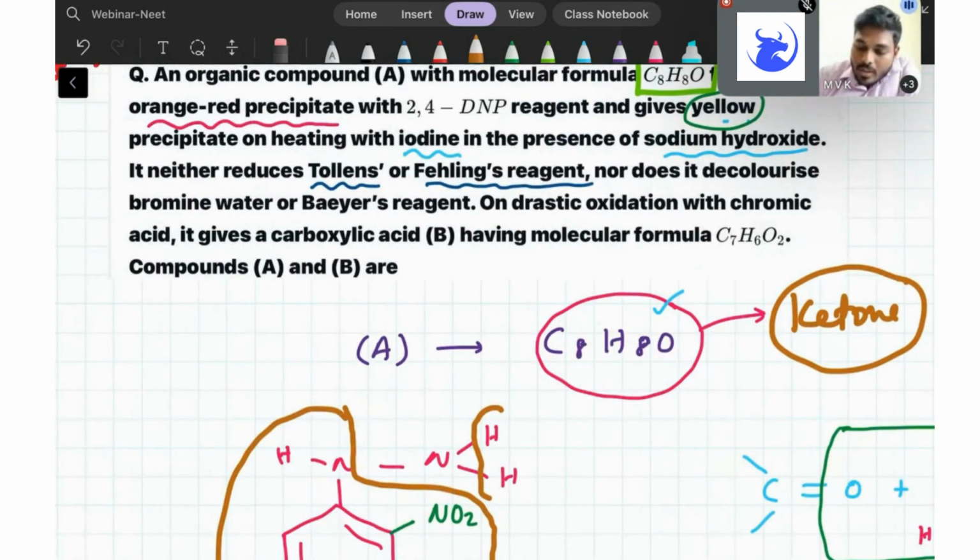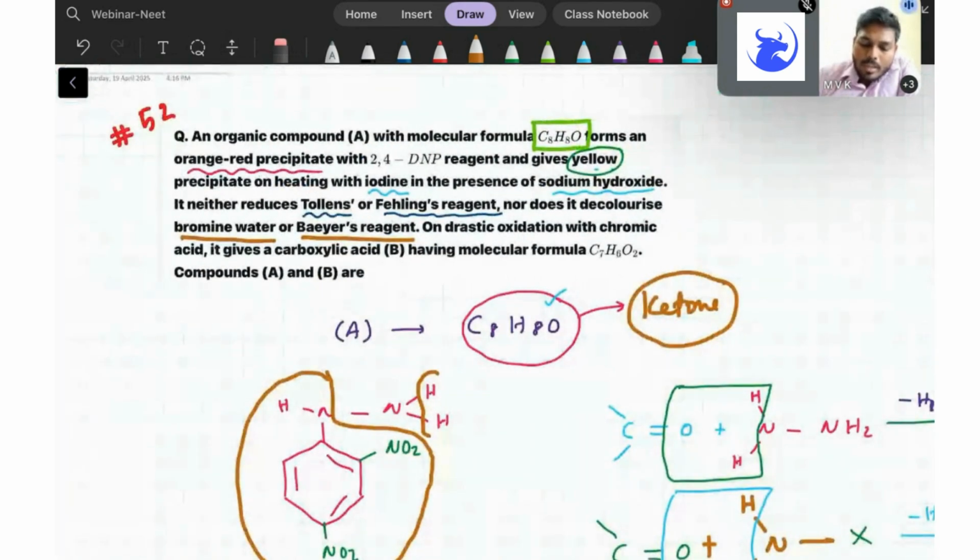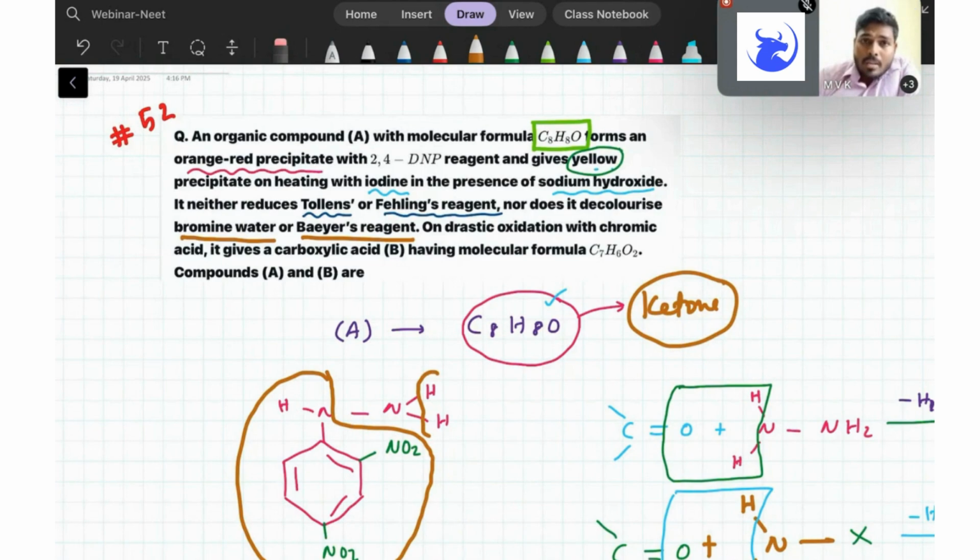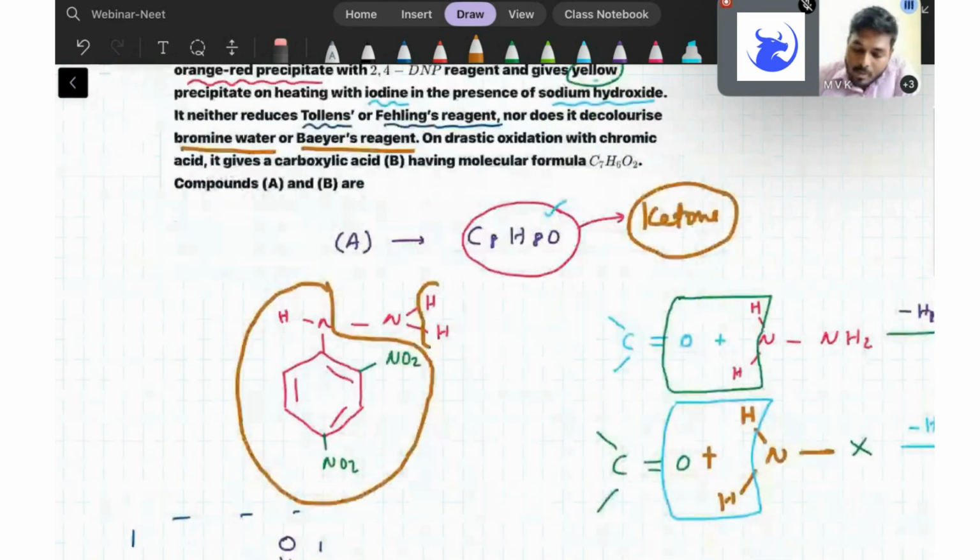What are they saying? Nor does it decolorize bromine water or Baeyer's reagent. Bromine water and Baeyer's reagent are simply tests for unsaturation. If a compound tests positive for bromine water or Baeyer's reagent, what does it mean? That means it has a double bond in it, sp2 carbon or sp carbon present. So what can we now say? Finally, that there is no unsaturation in this compound. So look at the final line.